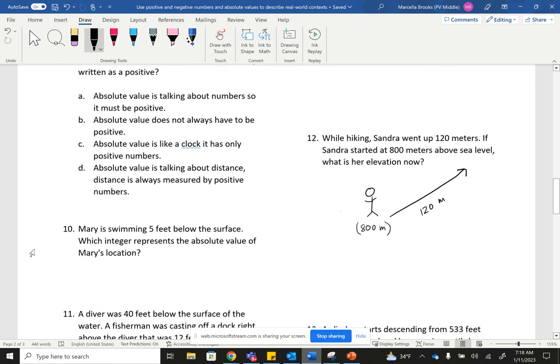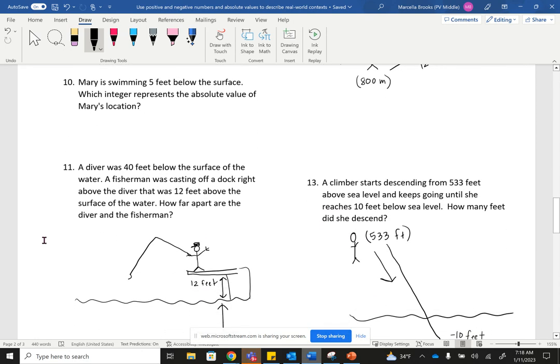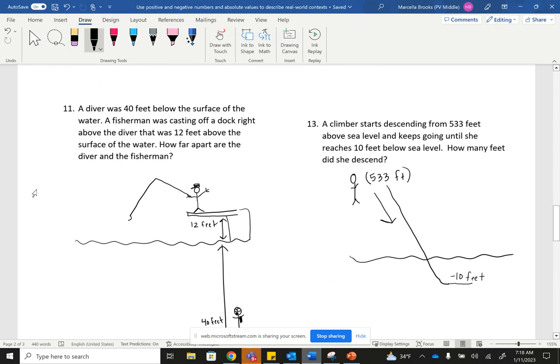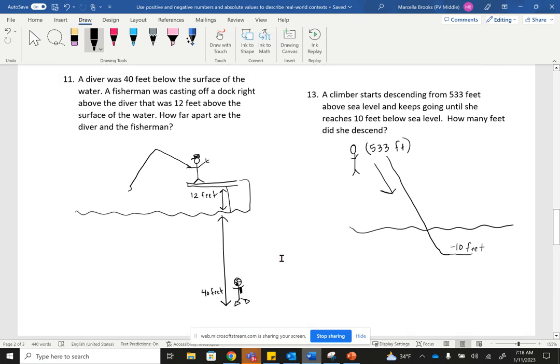Number 10. Mary is swimming 5 feet below the surface. Which integer, remember integer is a number, represents the absolute value of Mary's location? Number 11. A diver was 40 feet below the surface of the water. A fisherman was casting off a dock right above the diver that was 12 feet above the surface of the water. How far apart are the diver and the fisherman? So here's my diver. He's 40 feet below water. And then the fisherman is 12 feet above the water. So what's the distance between them?